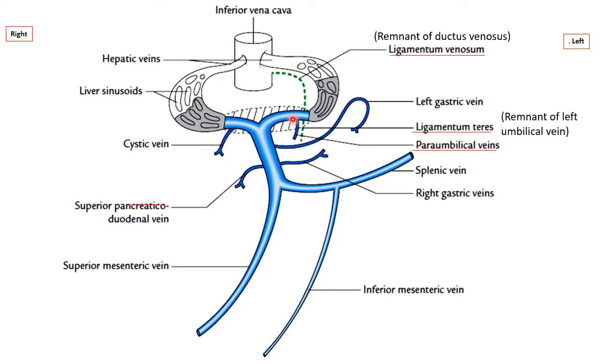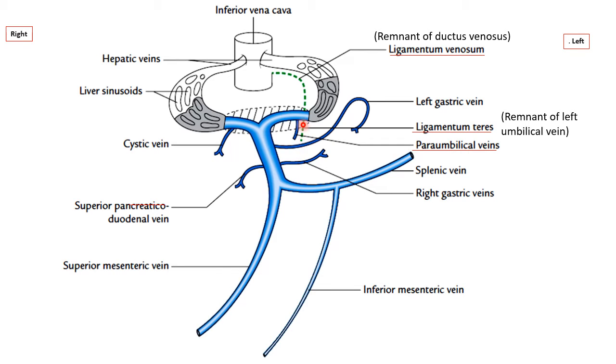The left branch is longer and narrower, and after receiving blood from the para-umbilical veins and joining the ligamentum teres and ligamentum venosum, it enters the left lobe of the liver. Here only the sinusoids of the left lobe of the liver are shown.